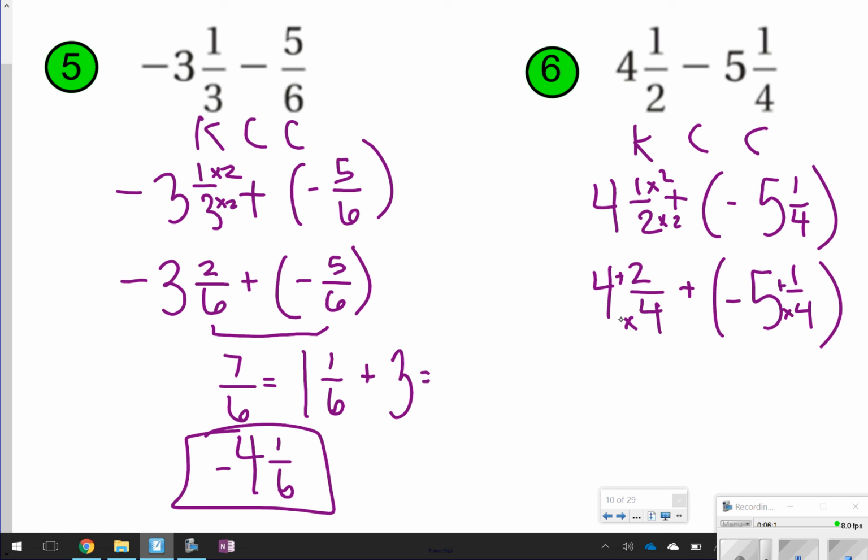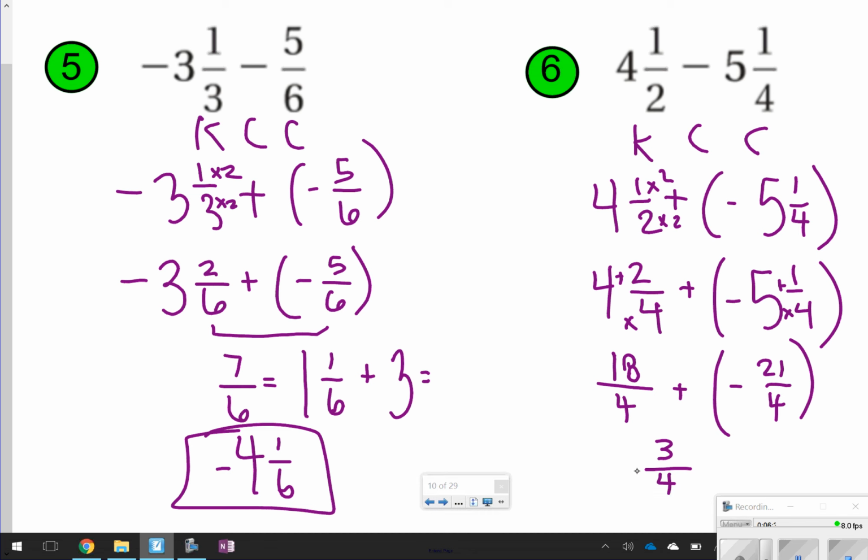4 and 2/4. 4 times 4 is 16 plus 2 is 18, so this will be 18/4. And over here I'll have 4 times 5 is 20 plus 1 is 21. So now, that's a lot easier. 18/4 plus negative 21/4. I'm just going to subtract 21 and 18. That's going to give me 3. And then keep the sign of the larger value. My larger value was negative, so my answer will be negative.